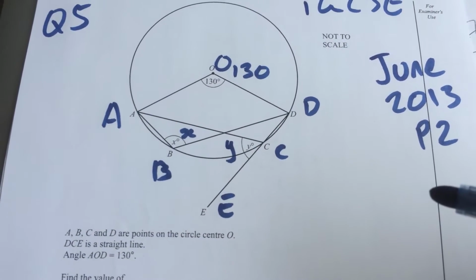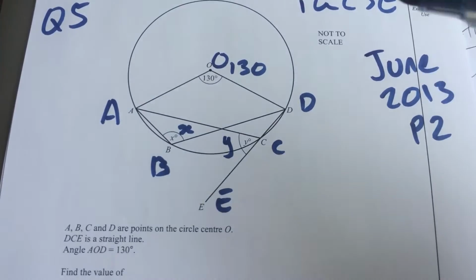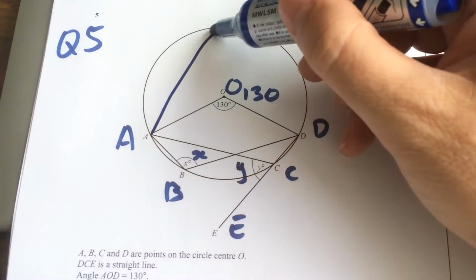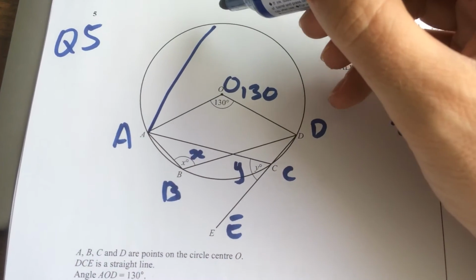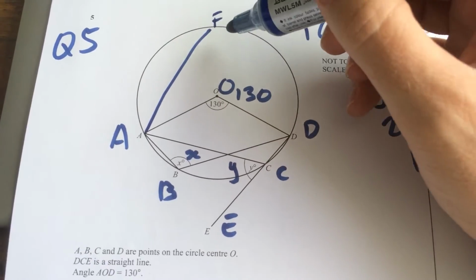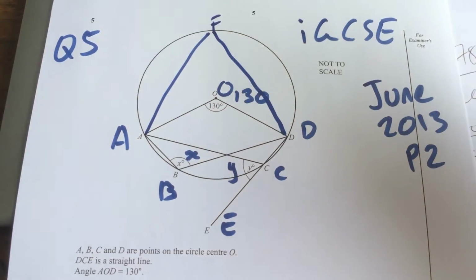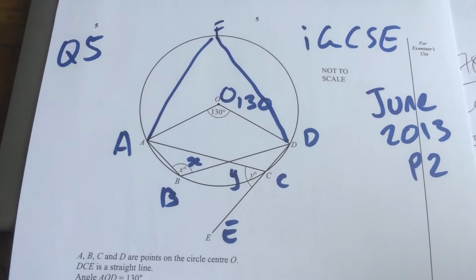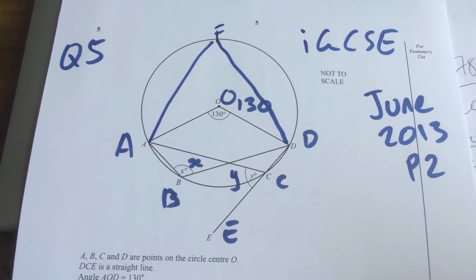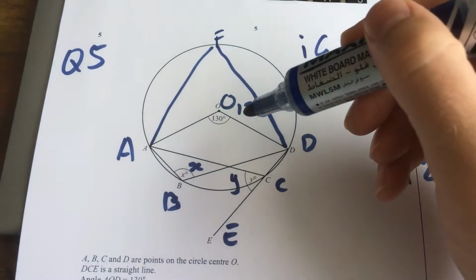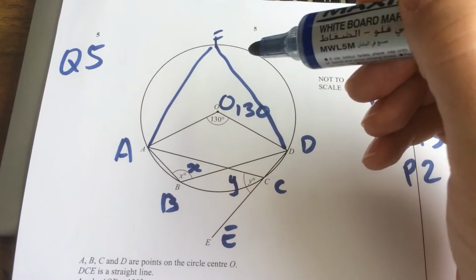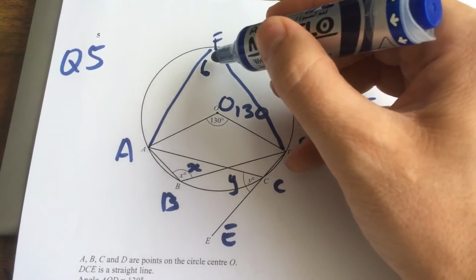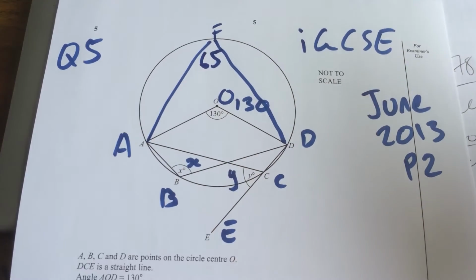Okay, so the first thing that I'd do, I would construct A to some point here, let's call it F, and D to that same point. Obviously, I don't need to be accurate because it's not to scale, so I haven't even used a ruler. But then I can use one of my circle theorems, which is that the angle at the center is twice the angle at the circumference. So I know that that angle F is 65.